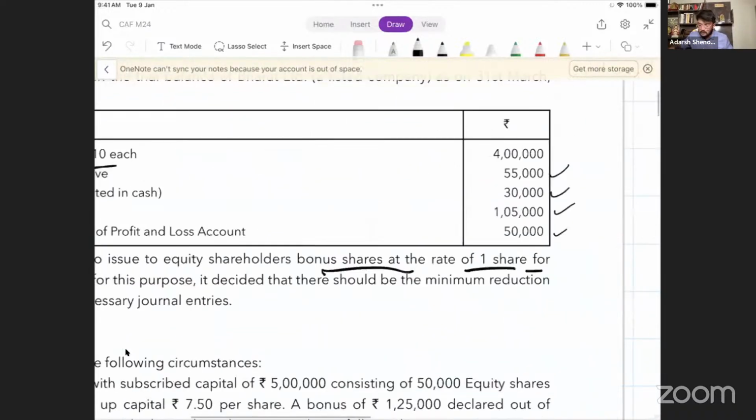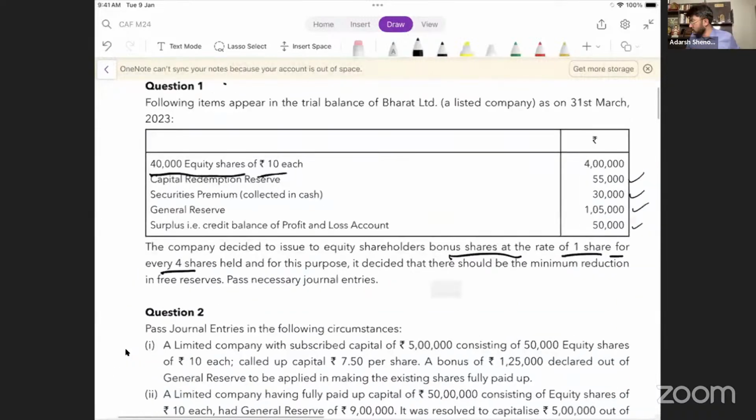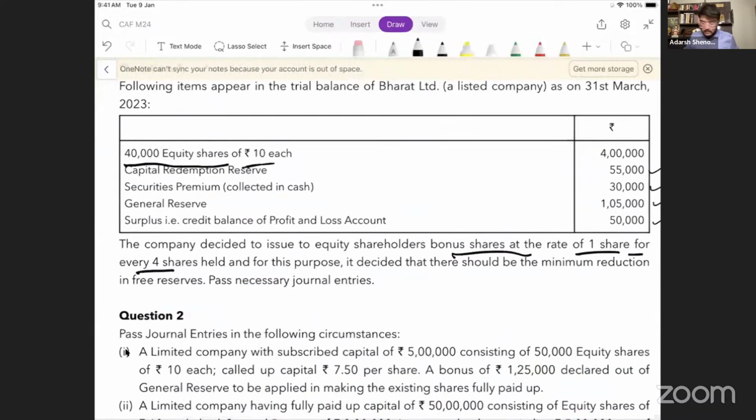you can put 1 lakh minus 55,000. I need 1 lakh now to issue the bonus, and of that I am fully utilizing the 55,000 CRR. Next, securities premium, it is collected in cash, so there is no problem. Absolutely, 30,000. I will utilize all of these 30,000. How much more do we need? So out of 1 lakh, 55,000 CRR is done, 30,000 security premium is done. We need another 15,000 rupees.